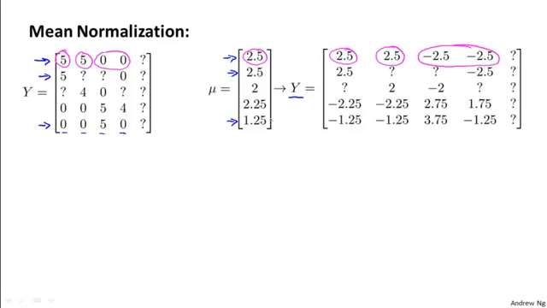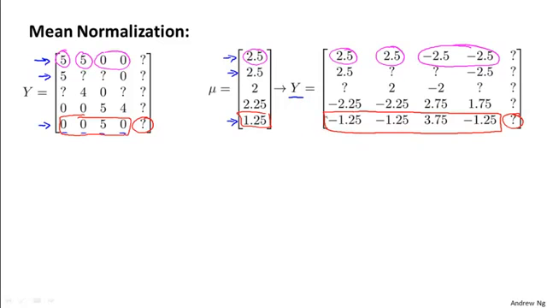And just one last example, if you look at this last row, the 0, 0, 5, 0, I'm going to subtract 1.25, and so I end up with these values over here. And of course the question marks stay a question mark. And so each movie in this new matrix Y has an average rating of 0.